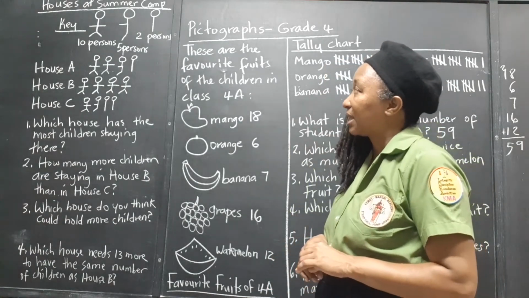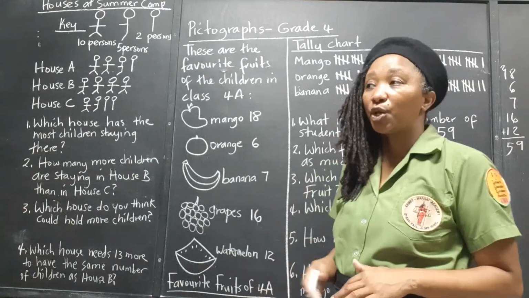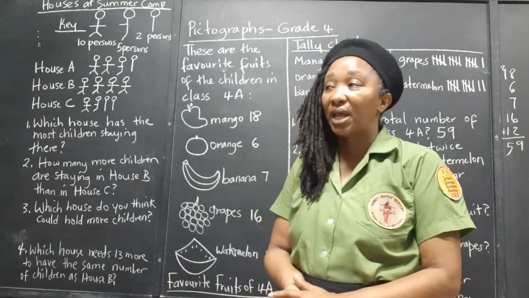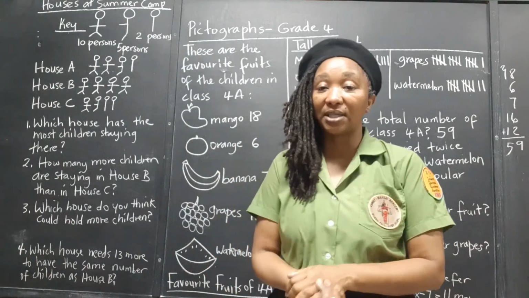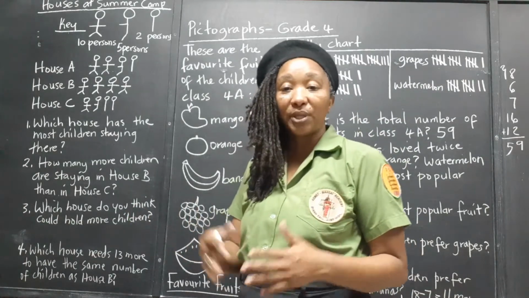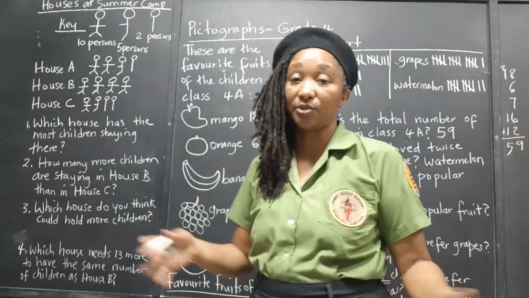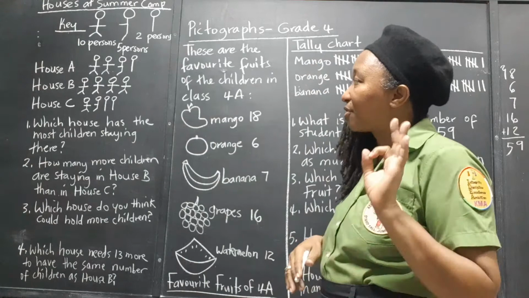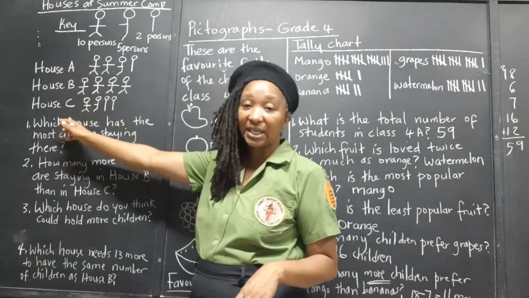This time, the title of this graph is Houses at Summer Camp. So you know when you go to summer camp, for those of you who have been to summer camp, and some of you I know every year you beg and beg and beg to go back to summer camp because you enjoy yourself there. So they divide the children up into houses, and you stay in this house, you stay in that house, right? So at this summer camp, they have 3 houses. House A, House B, House C.